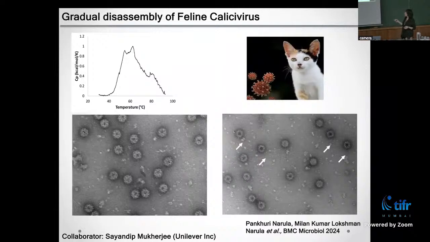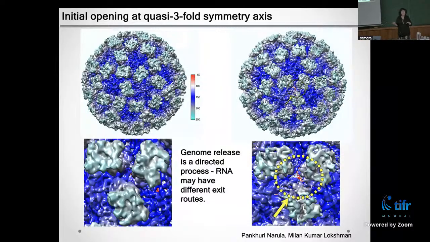But we are now working on another virus called feline calicivirus, which infects cats. This, again, is a sort of surrogate for human noroviruses. And again, we used a similar method to find disassembly intermediates. Now here, when we look at the earliest disassembly intermediate, we find that the opening first occurs at the quasi threefold axis of symmetry, not at the twofold. So the first opening is occurring at the quasi threefold axis of symmetry.